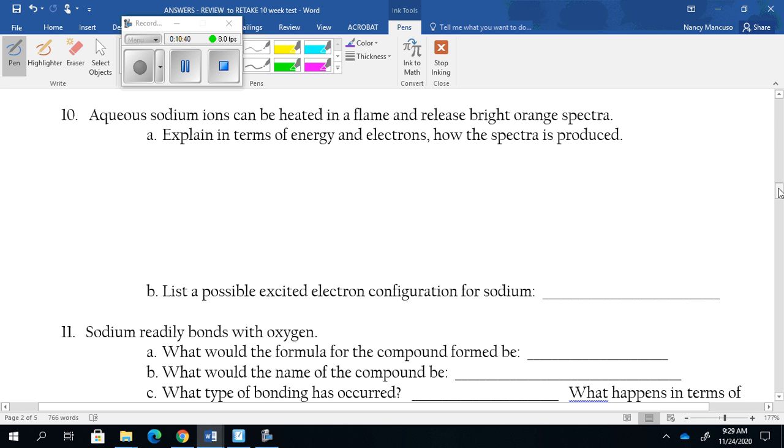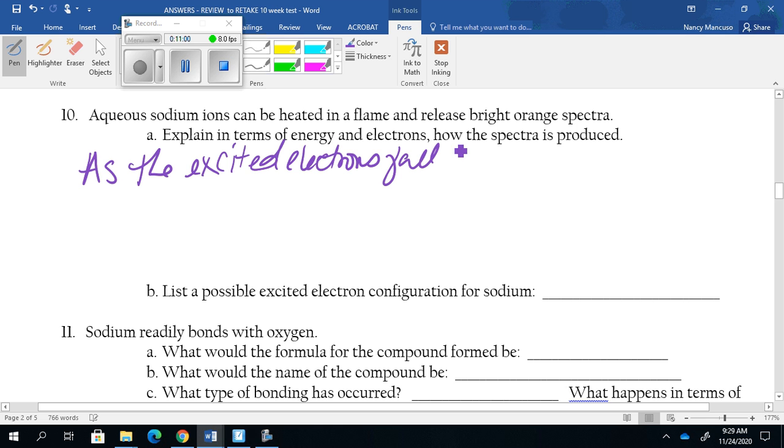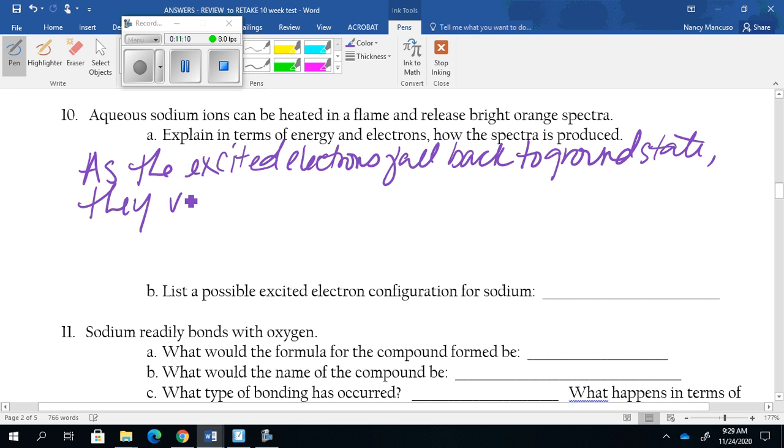All right, aqueous sodium ions can be heated in a flame and release bright orange spectra. Explain in terms of energy and electrons how the spectra is produced. So as the excited electrons fall back to ground state, they release energy as spectra.